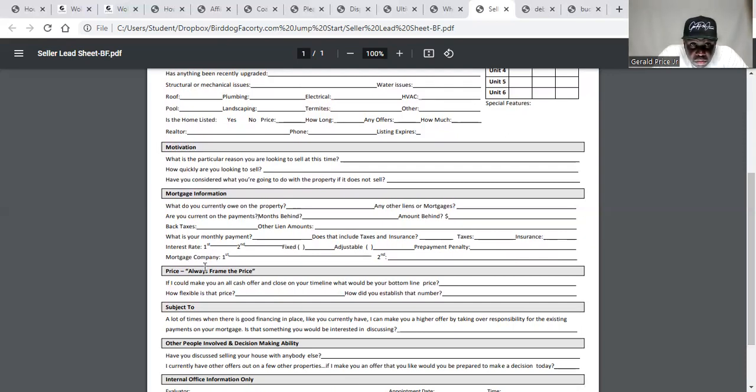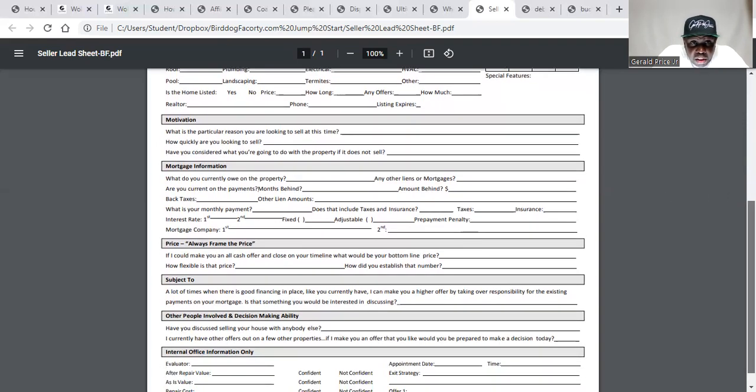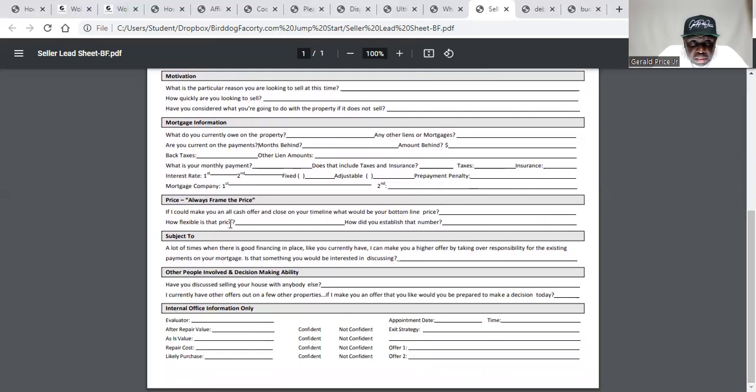Okay. What are the monthly payments, interest rates? Do you have any second mortgages? Is it adjustable? Do you have any prepayment penalties? The mortgage company one, company two. Okay. Now, let's go into this second section.